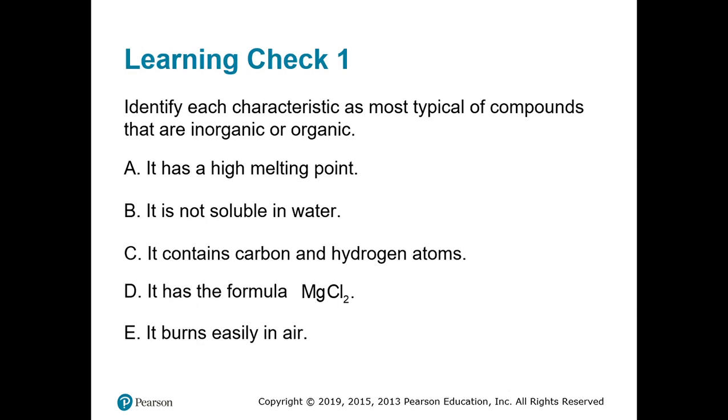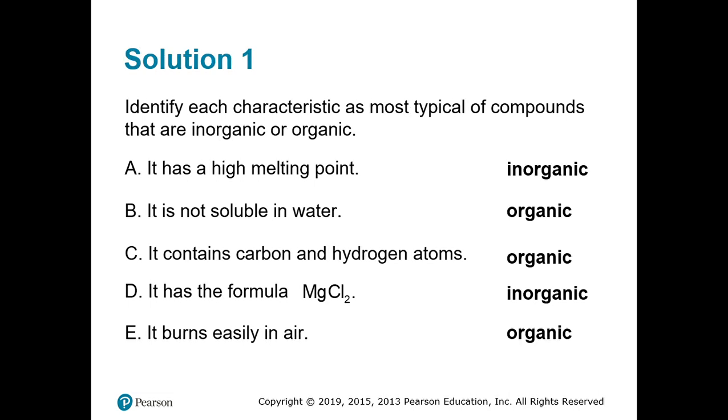Now, this is a learning check where these are some properties and we have to recognize which one is for organic compounds and which one is for inorganic compounds. High melting point is normally associated with inorganic compounds. Not soluble in water is organic. Contains hydrogen and carbon is organic. The formula with magnesium chloride, where magnesium is a metal and chloride is a halogen, is an inorganic compound. Burns easily in air is a property of organic compounds.